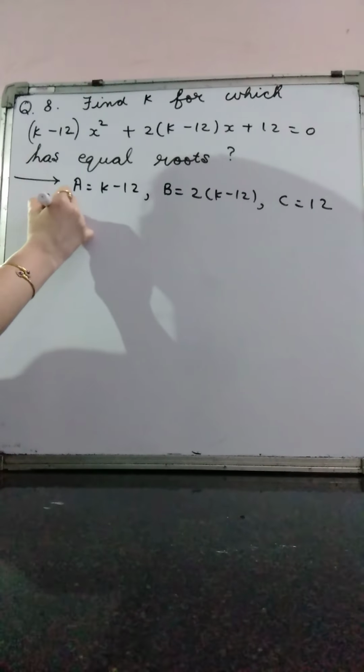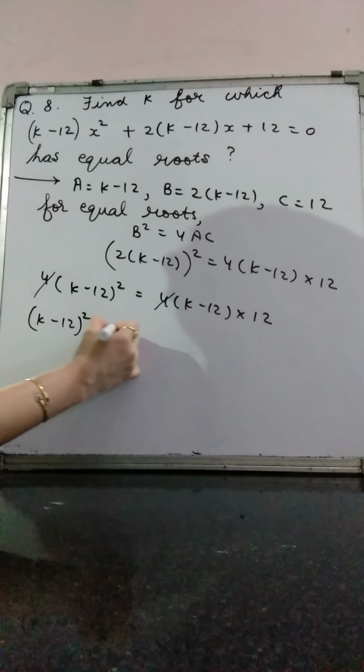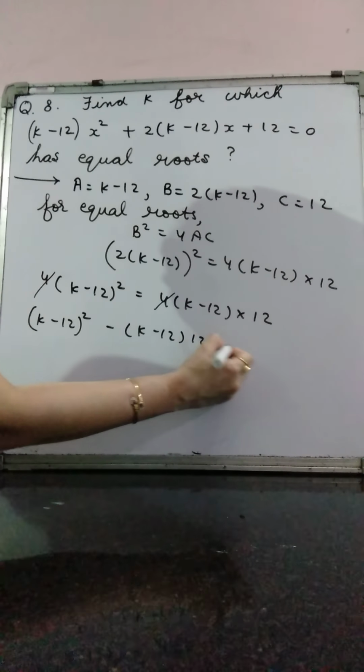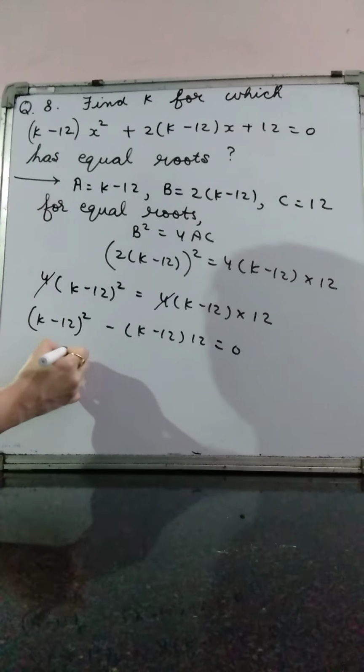Square is given by 4. Cancel 4 and 4, collect all the terms on one side, take k minus 12 common: k minus 12 minus 12, k minus 12 and k minus 24. So the two values of k are 12 and 24. Neglect 12 because on putting 12 the value of a is getting to be 0. So the answer of k is 24.